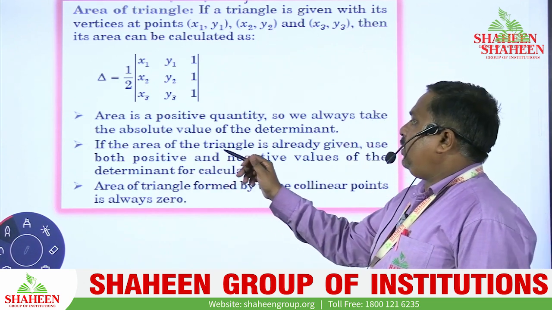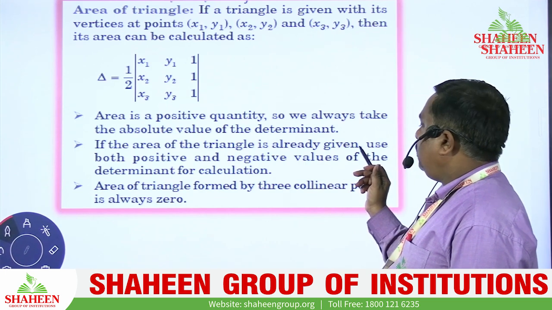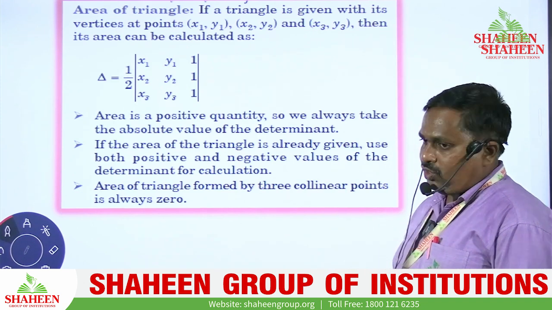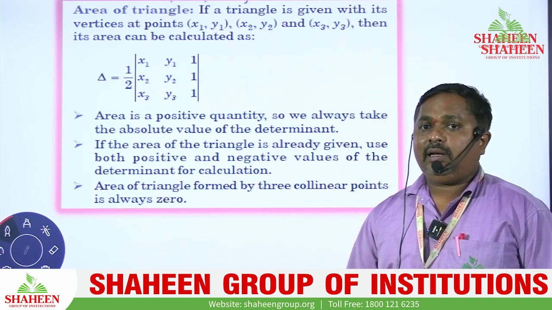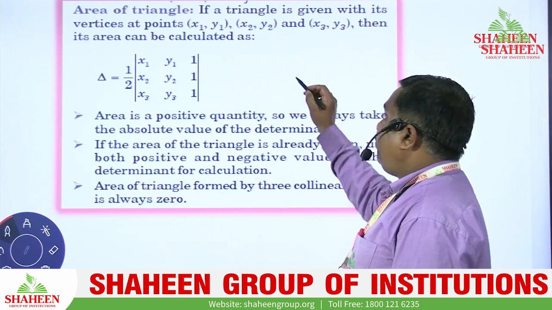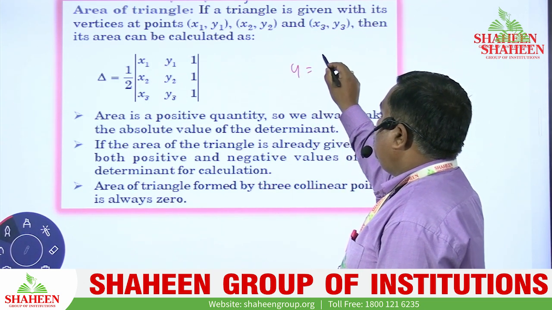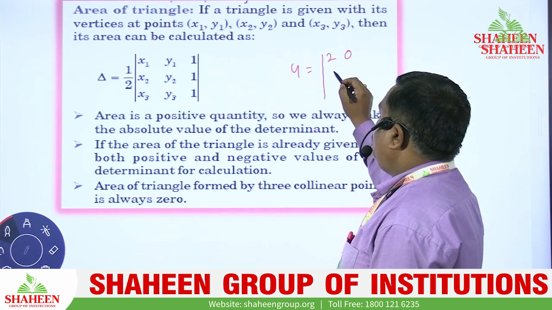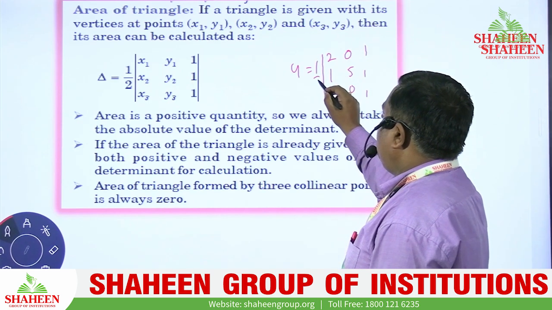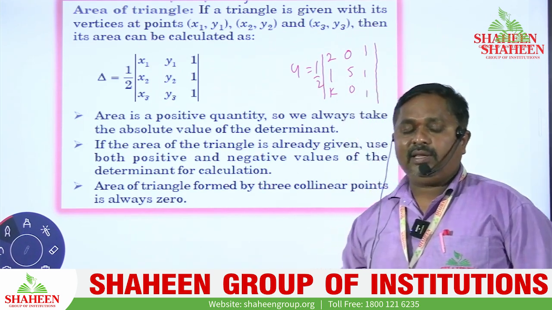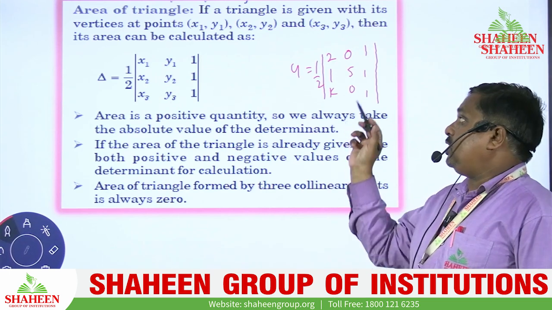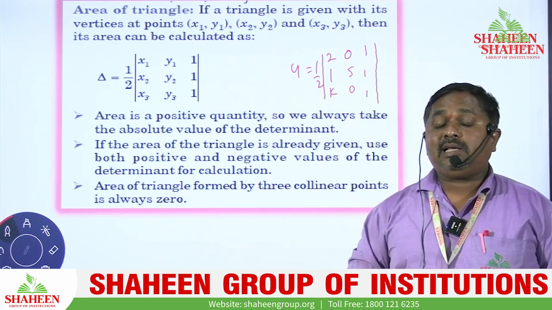Next, if the area of triangle is already given, then use both positive and negative values of the determinant for calculation. So whenever we already have an area of triangle, like area of triangle is 4 square units, and the three vertices are 2 comma 0, 1 comma 5 and k comma 0, then find the value of k. Find the value of k. Area already given hai. Then on expansion of this determinant, we have to take plus or minus symbol.